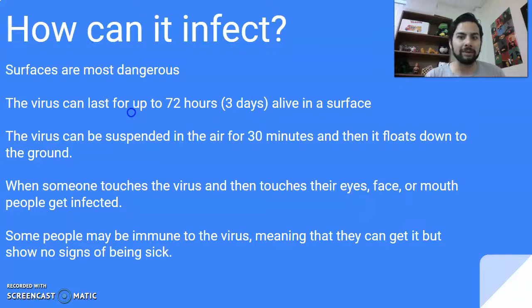Today, this is what you need to complete. You need to answer these three questions. Number one, what is the scientific name for the coronavirus? Number two, how long can the virus live on a surface? How long can it stay suspended in the air? Number three, which groups of people are at more risk for the coronavirus? All right, so write down the answers to these three questions, take a picture of that, and then send it over to me as soon as you can.